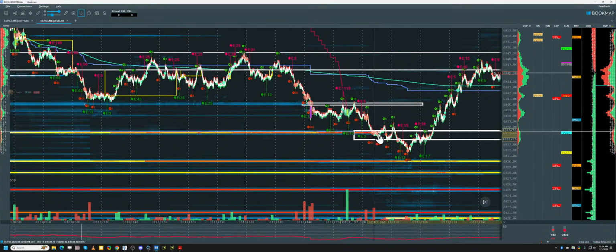So here, this is a continuation short. This is a target. You can use these as targets. The reason you would is because those are passive buyers. And you can see this is how order flow is so useful.